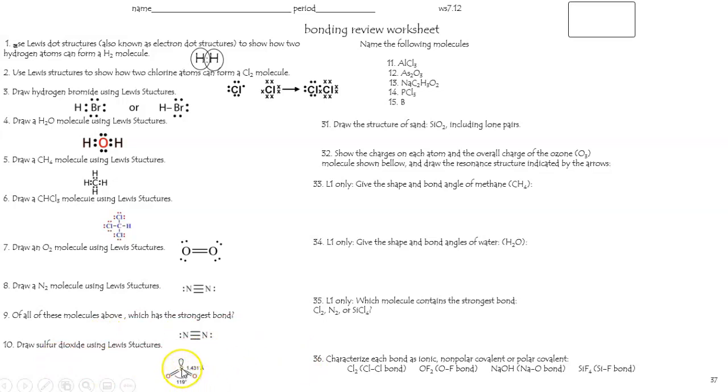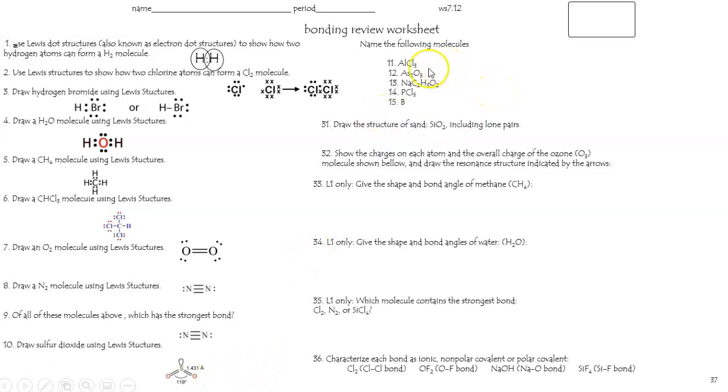We add up the valence electrons. 6, 12, 18. We come up with 8 electrons for each oxygen. 2, 4, 6, 8. 2, 4, 6, 8. Don't forget about the lone pairs. And we're 2 short. We put the lone pair on the central atom, giving it a bent structure. Very interesting.